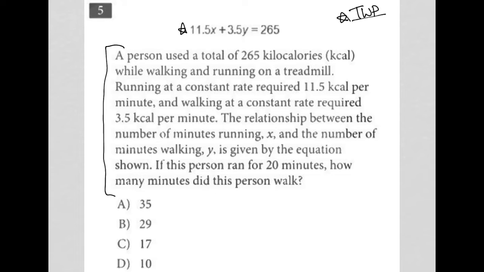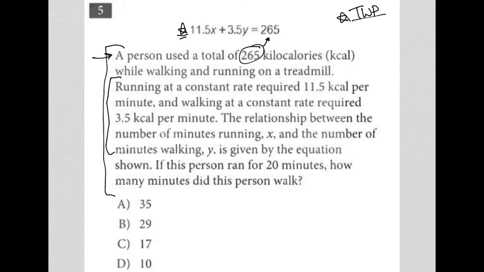I read here. So the first sentence says a person used a total of 265 kilocalories while walking and running on a treadmill. Oh, 265 matches with that 265. So maybe what I should expect to see here is that we're going to get a description of what this equation means. Let's continue to see if that's the case.